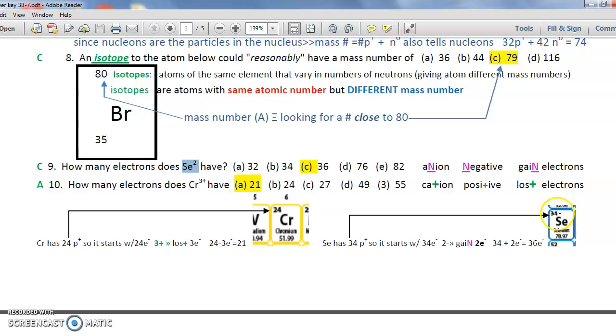Selenium has a 34 in the upper left-hand corner, and it can be anywhere. That's telling us that selenium has 34 protons, but a neutral selenium would have 34 electrons. So if it starts with 34 protons, it would start with 34 electrons. As it becomes 2-, it would gain 2 electrons. 2- is negative, negative gain. They gain 2 electrons. 34 and 2 would be 36 electrons, letter C. 36 electrons. Does it make sense that the selenide ion would want to be 2- and get 36 electrons?